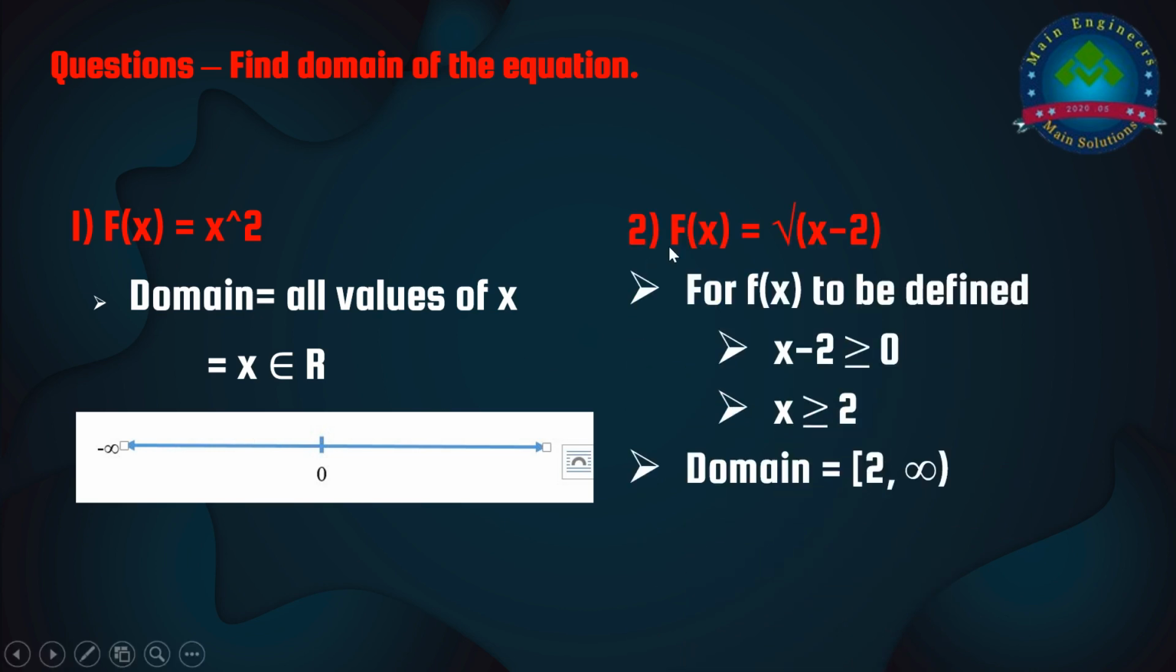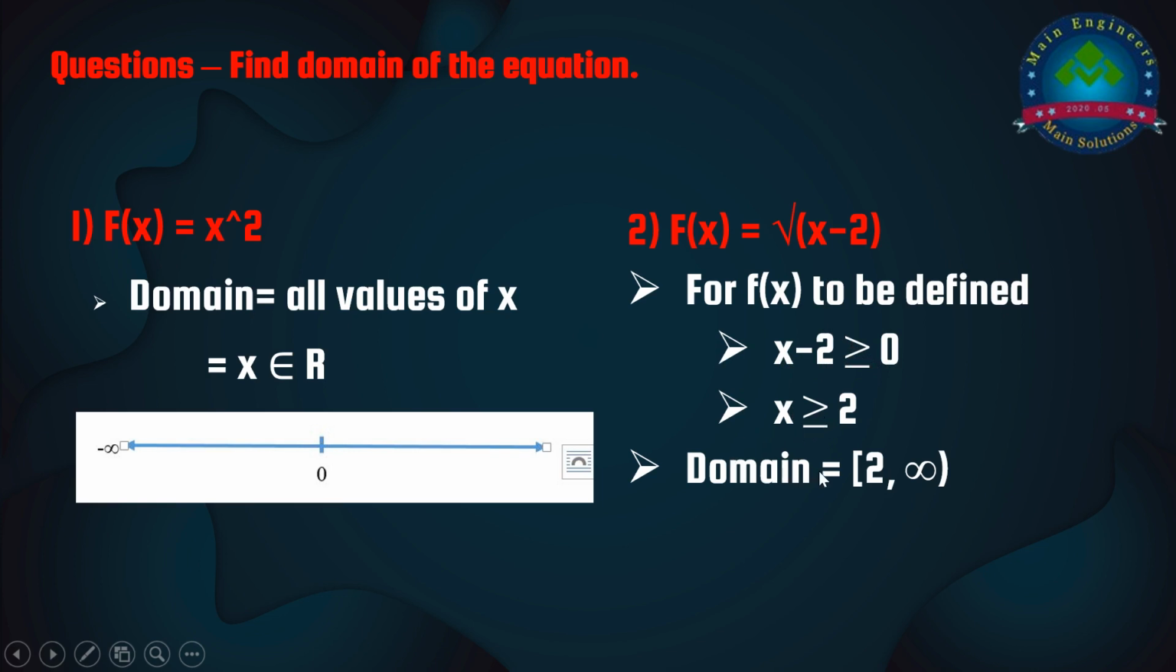Let's say in second question, the equation is f(x) = √(x − 2). So we remember the condition: a root is not going to be negative, and if the root is in the numerator, then the expression is going to be greater than or equal to 0. So we are going to use the same condition here. For f(x) to be defined, the expression is going to be ≥ 0. That means x − 2 ≥ 0. That means x ≥ 2.